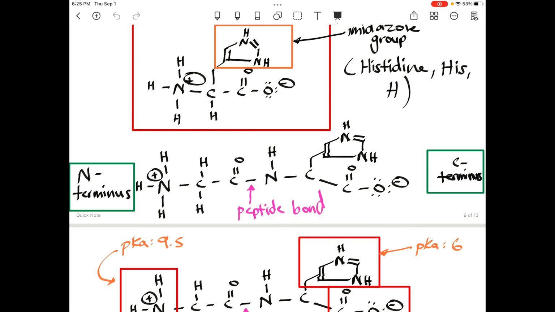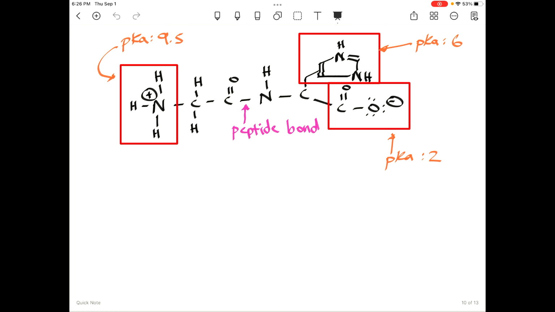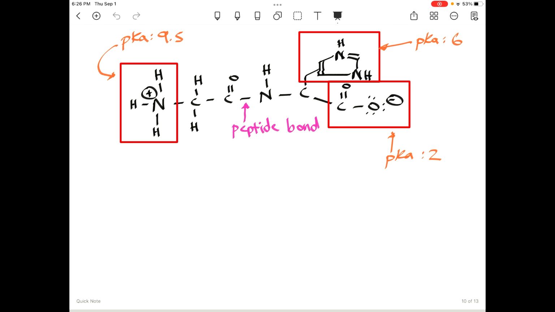So now when we talk about the pKa's of each of these, the pKa's that we really have to worry about is the imidazole group right here, which has a pKa of 6. We have to worry about the carboxylic acid group right here, which has a pKa of 2. We have to worry about the amino group right here, which has a pKa of 9.5. So these are the numbers that we have to keep in mind when they mention pHs.